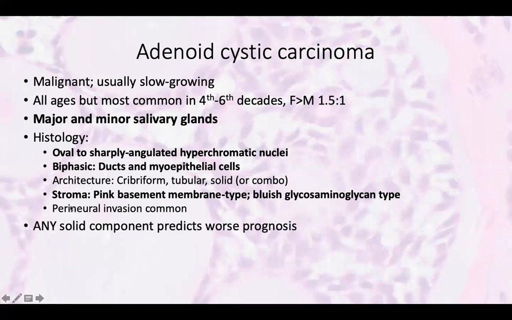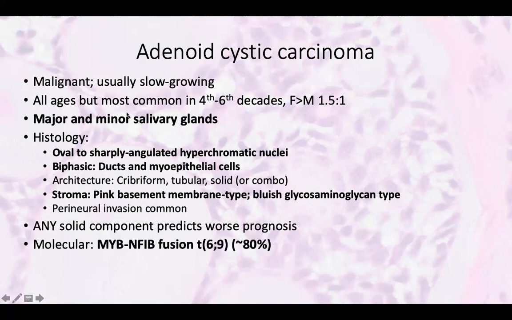And there was a study by Bin Zhu and Nora Katabi at MSK that came out a few years ago, which found that any solid component is associated with a worse prognosis. So for these, I would suggest that you should probably just look around for a solid component and just report the percentage of a solid component. If it's greater than 30% solid, you can just flat out call it solid variant, and that's associated with a far worse prognosis, but any solid component is bad.